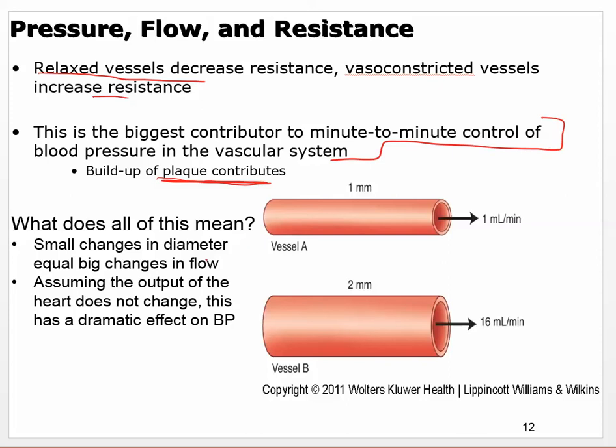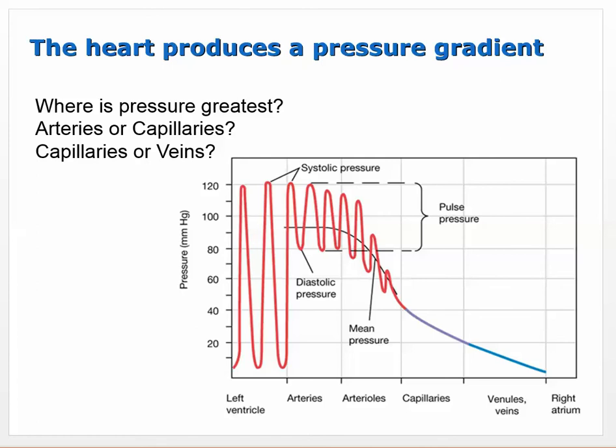Okay, so what does it all mean? Small changes in diameter equal big changes in flow, and assuming the output of the heart does not change, this has a dramatic effect on blood pressure. Okay, and this again shows the 1, 2, and then when it doubles in size, 16 is the new flow. Okay, so the heart produces a pressure gradient. I've already mentioned this.